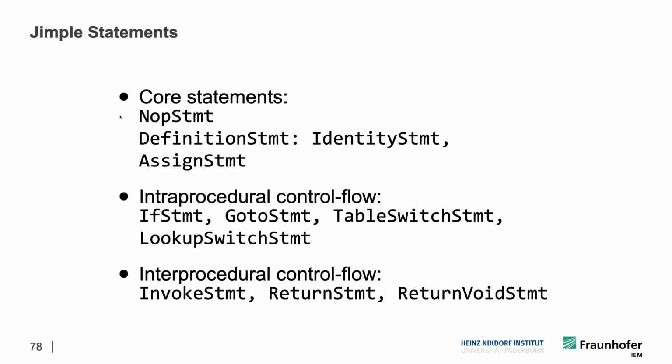Then there's also inter-procedural control flow, so control flow between procedures. And this is done through an invoke statement that invokes a procedure, through a return statement that returns from a procedure with returning a value, and we have a return void statement that does not return a value. Then there are throw statements, which are used to throw exceptions. They basically have the same semantics as you know from source code.